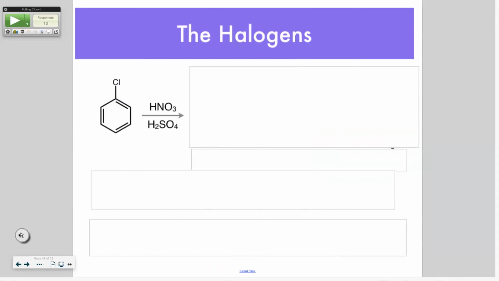Okay, so here's your halogens. What do you think about that? Well, what have we got a lot of on that chlorine? We got a lot of lone pairs, right? But chlorine is known for its electronegativity, right? Okay, so what happens when you do this reaction, HNO3 and H2SO4? What are we putting on the ring?